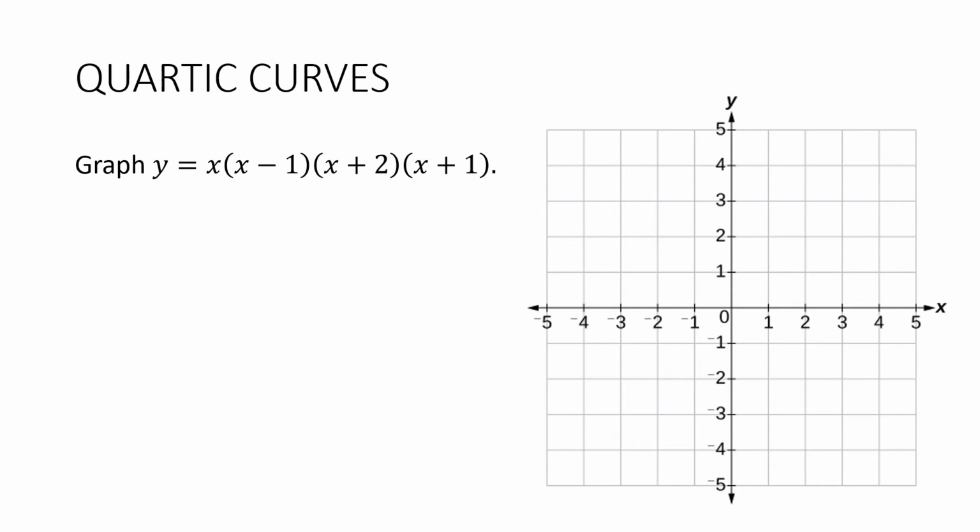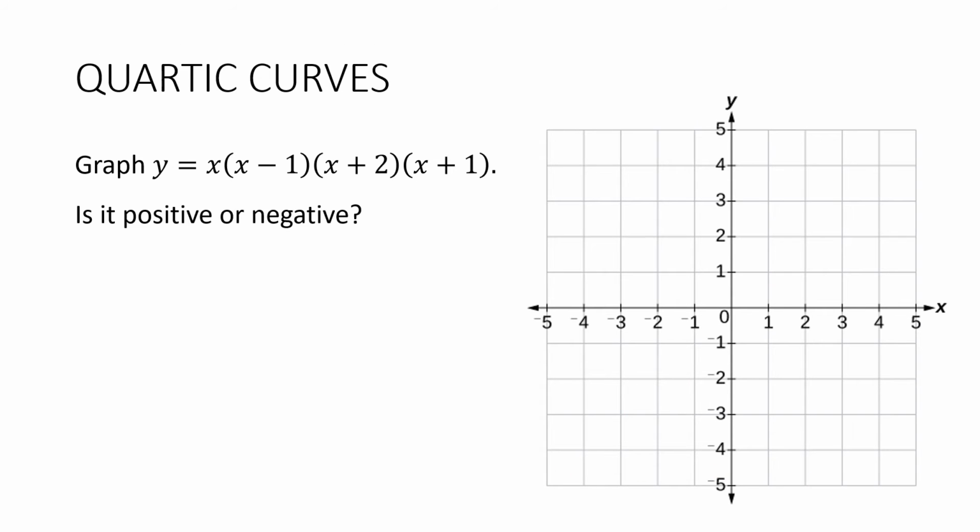Okay, let's have a go at graphing a quartic curve. That's an x to the power of 4. So remember, powers of 4, the graphs are going to look like parabolas. If it's a positive curve, it's going to start up here and end up here. If it's negative, it'll start down here and end down here.